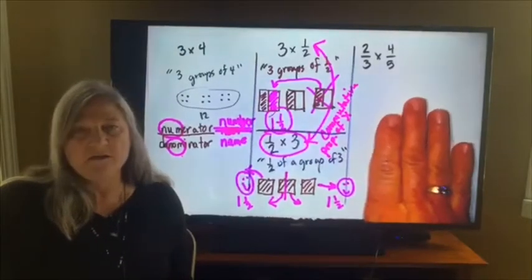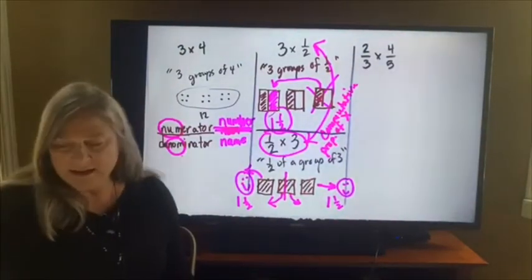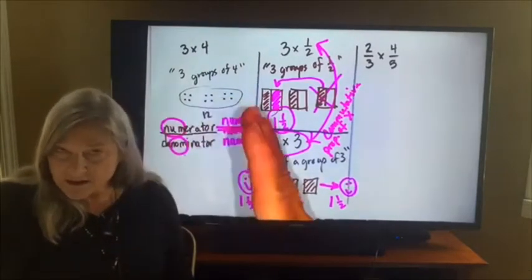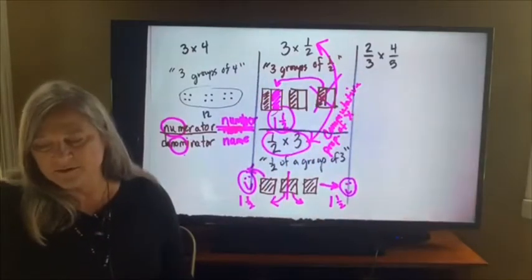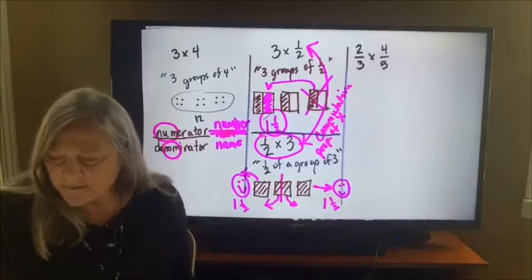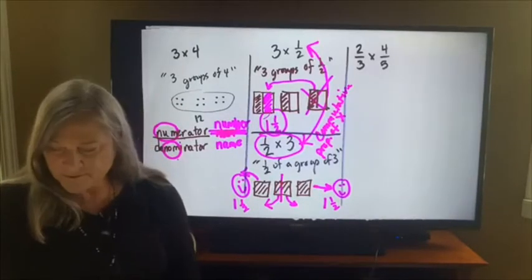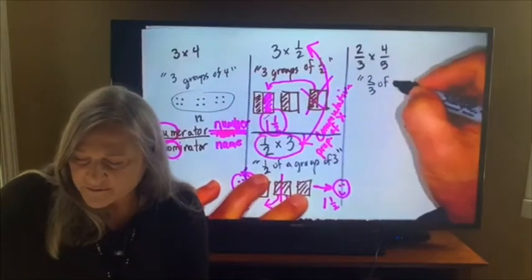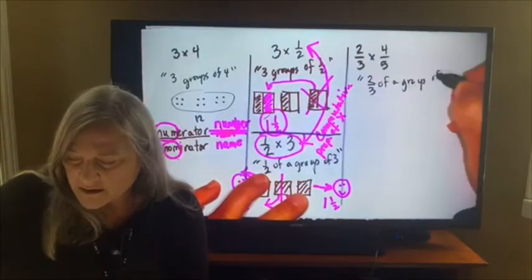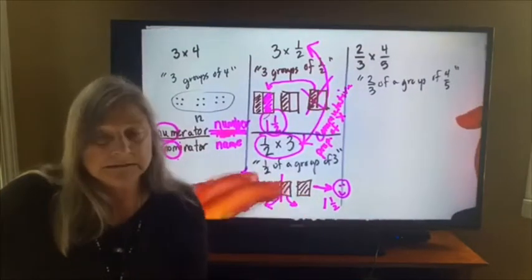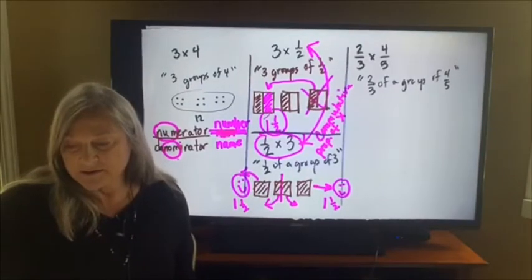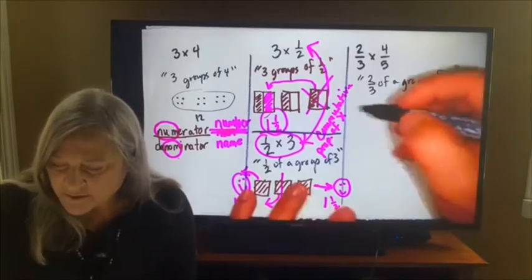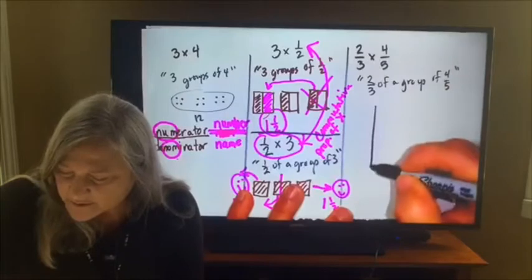All right, so let's look at now the one that we want to really focus on. And again, we're doing it by what your child already knows. So start on the foundation, get a little bit more difficult, and then let's end up with one that looks like this. So we want to know what 2/3 of 4/5 is. So that means 2/3 of a group of 4/5. All right, so we want 2/3 of a group of 4/5. So here's one group of 4/5.